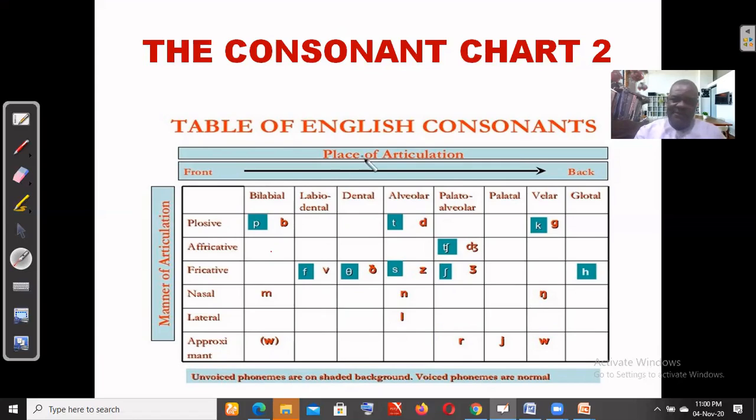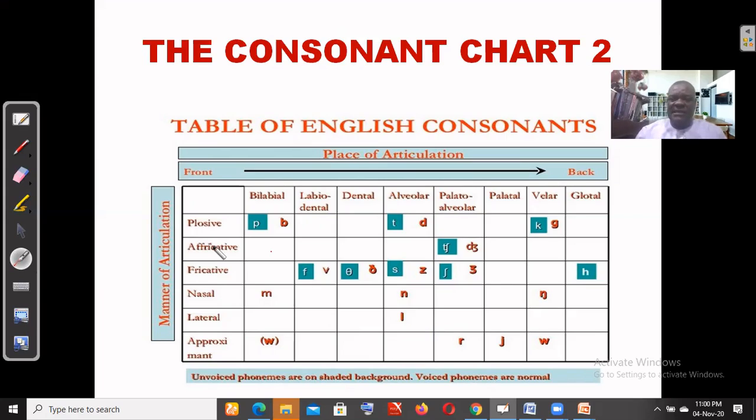The place of articulation tells us where, or the articulators involved. And then the manner of articulation shows us how. Like I said, the plosive involves the complete obstruction to air stream, a sudden release, and then the air escapes with a plosive, an explosion, if you like.